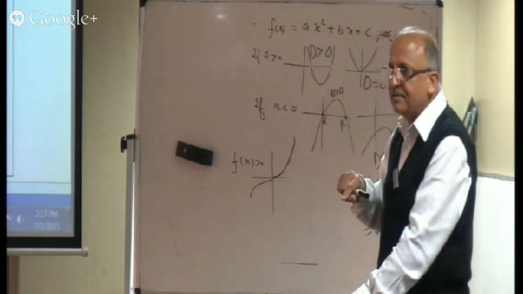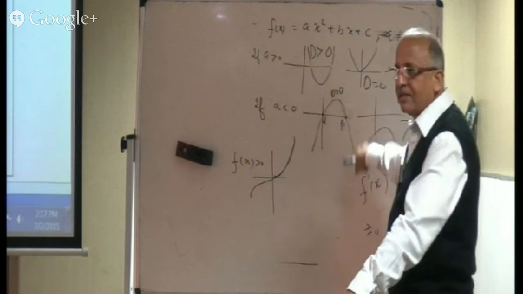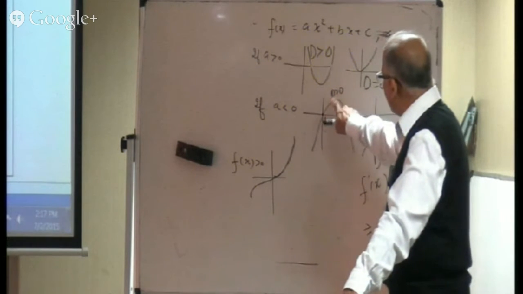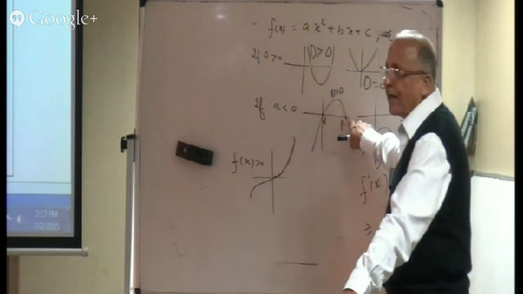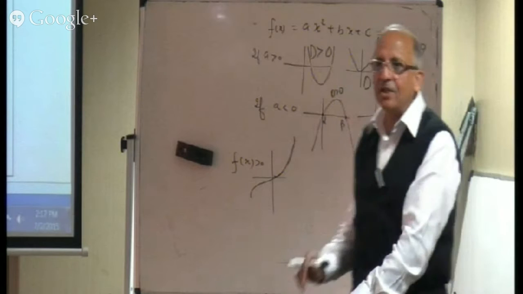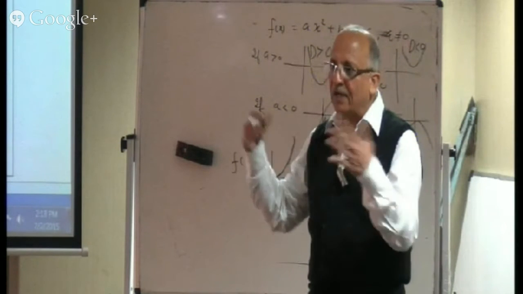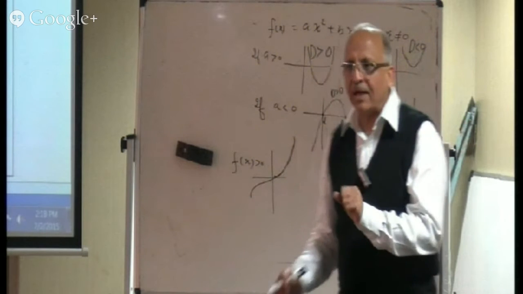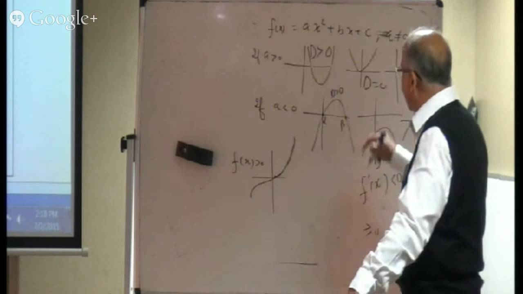Otherwise, negative sign. So function f(x) is greater than 0 when it lies between alpha and beta, and less than 0 when it lies outside the range alpha beta. So these things you have to keep in mind. We can just formulate it also.